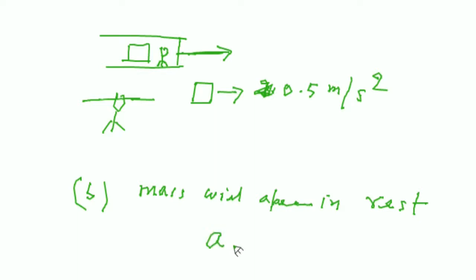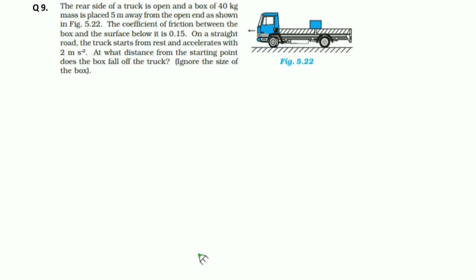Why? Because net acceleration, relative acceleration, will be 0. Here 0.5 meter per second square will act, and the mass is moving with respect to the observer. This is the A and this is the B. Go for question number 9.